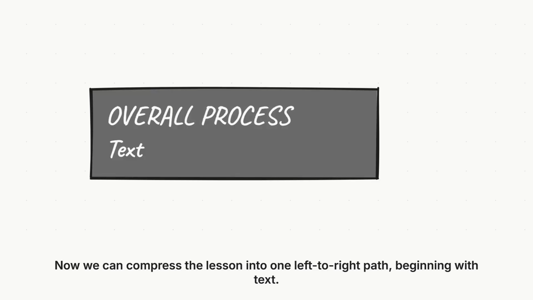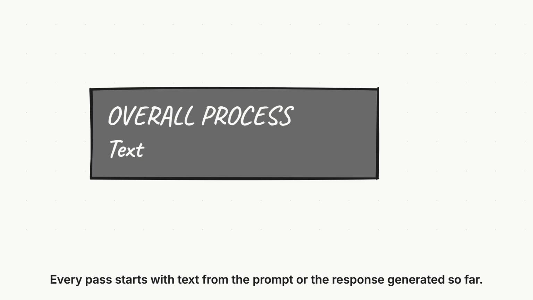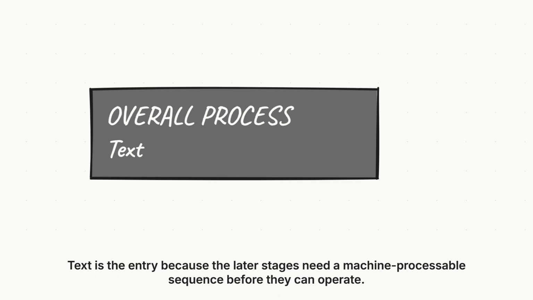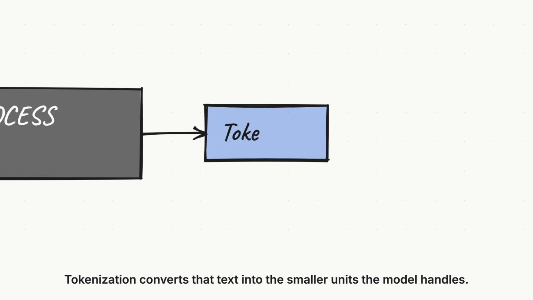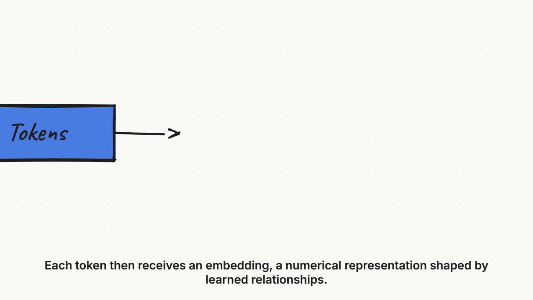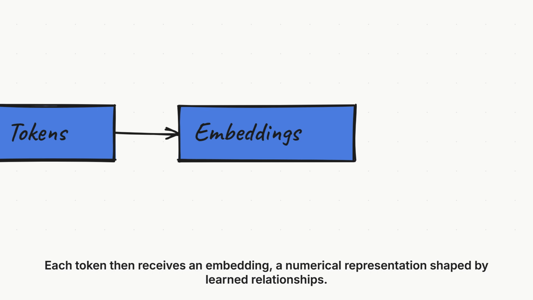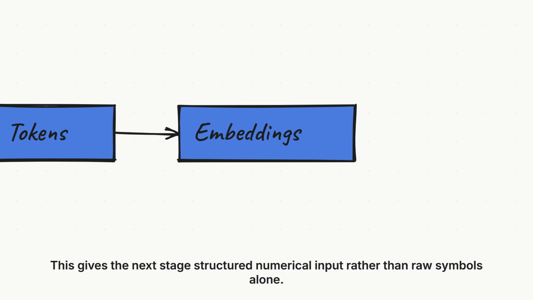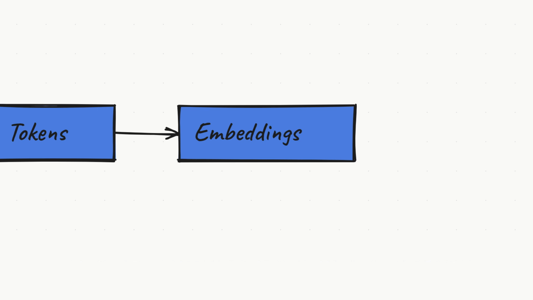Now we can compress the lesson into one left-to-right path, beginning with text. Every pass starts with text from the prompt or the response generated so far. Text is the entry because the later stages need a machine-processable sequence before they can operate. Tokenization converts that text into the smaller units the model handles. The first connection therefore carries us from a human-readable string to an ordered token sequence. Each token then receives an embedding, a numerical representation shaped by learned relationships. This gives the next stage structured numerical input rather than raw symbols alone.